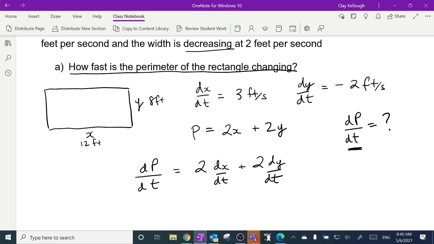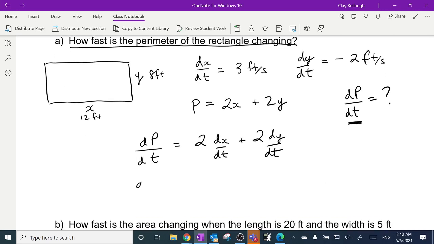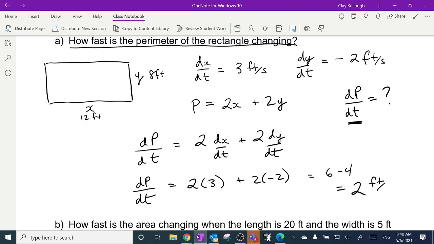Okay? And I actually know this number and this number, right? This one's 3 and this one's -2. So I can now plug those in. And that's going to get me 6 minus 4, which is 2. And the unit we're in here is feet per second. Okay, any questions on how I did that?